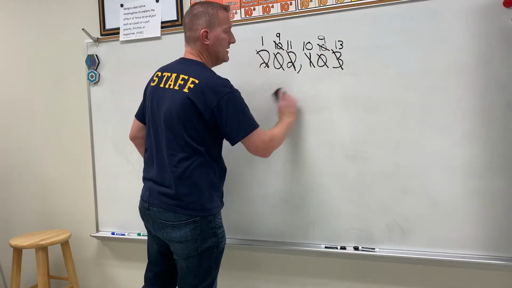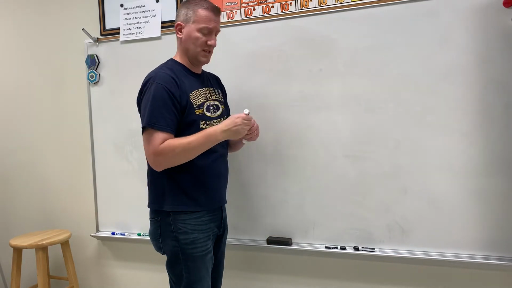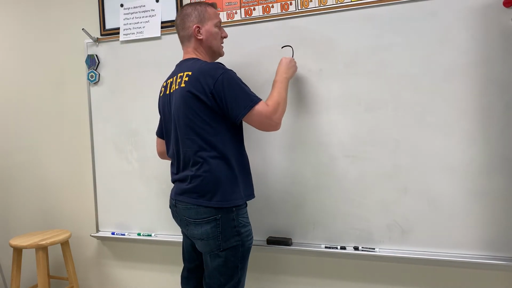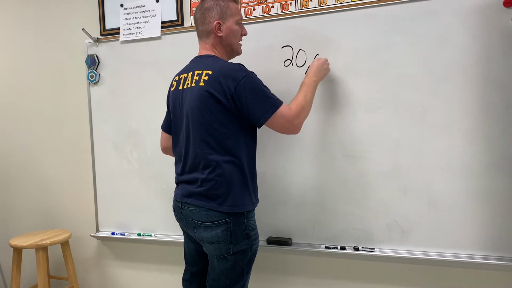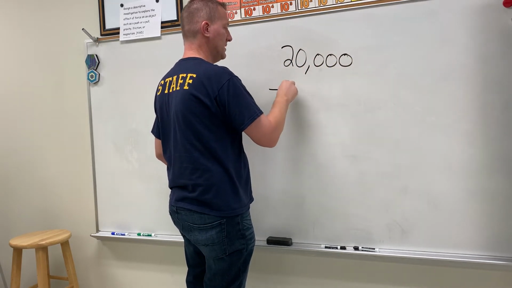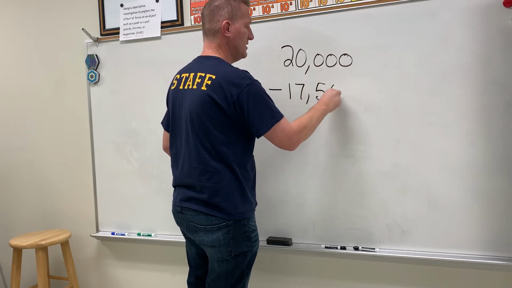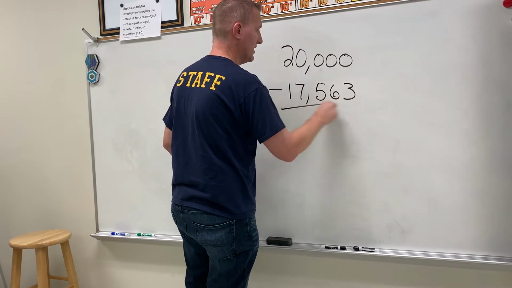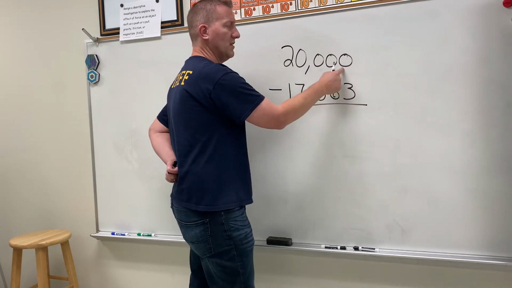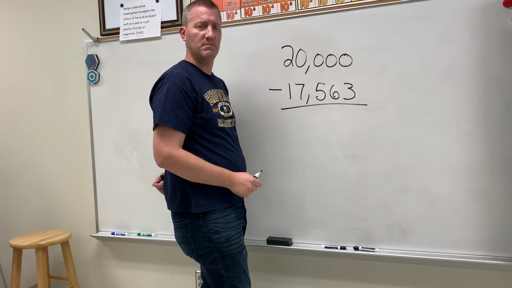Okay, this time it's going to have all zeros, almost all zeros. Let's do this one. Let's do 20,000 minus, let's do 17,563. Okay, 3, can't take 3 away from 0, right?